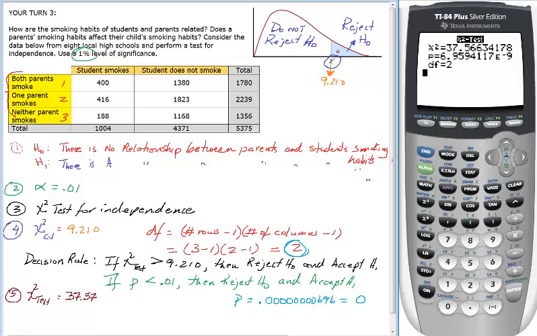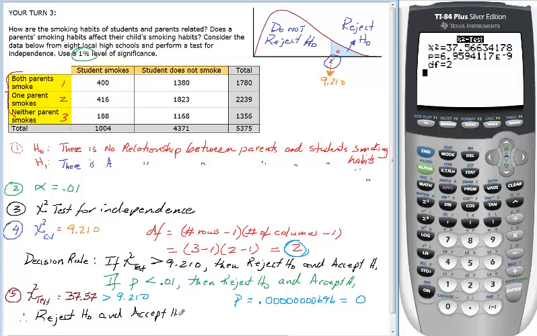Now, let's draw our conclusion. First let's do the chi-square test value. Now look at the chi-square test value. Put this value up in your chart. Well, it's way up here somewhere. It's definitely in the reject region, right? Because chi-square test value is greater than 9.210. Therefore, reject the null hypothesis and accept the alternate hypothesis.